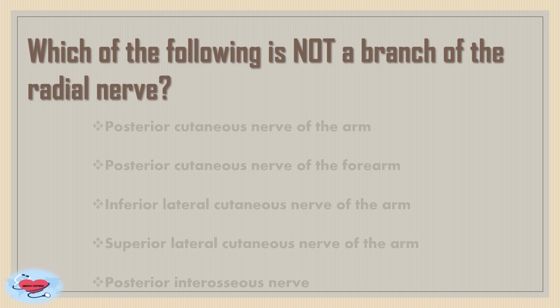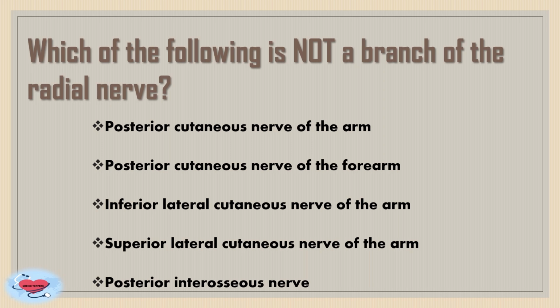Next question. Which of the following is not a branch of radial nerve? Actually, the branches which have been mentioned here all are the branches of radial nerve except option D, which is superior lateral cutaneous nerve of the arm, because superior lateral cutaneous nerve of the arm is a branch of axillary nerve. So the answer is D, superior lateral cutaneous nerve of arm. But posterior cutaneous nerve of arm, forearm, posterior interosseous nerve are the branches of radial nerve only.